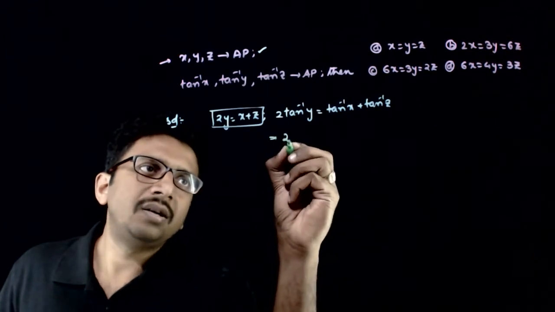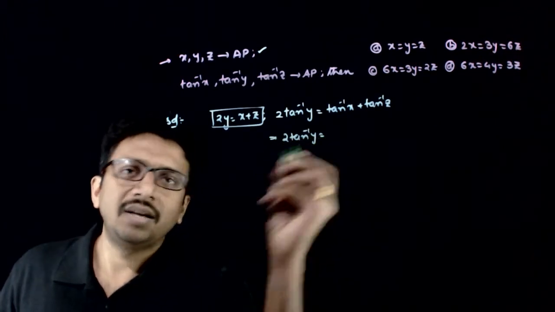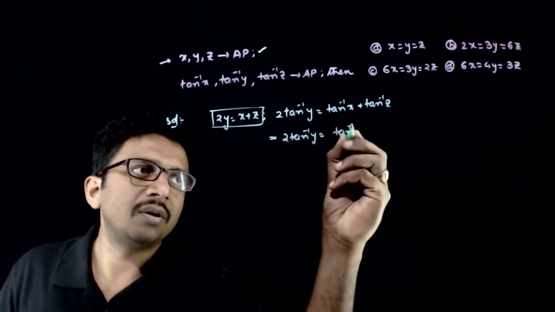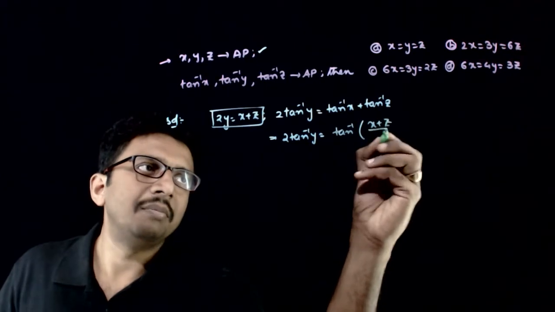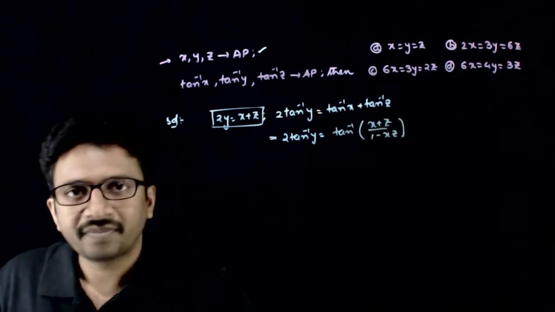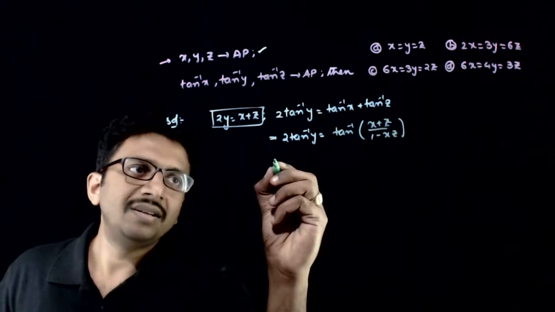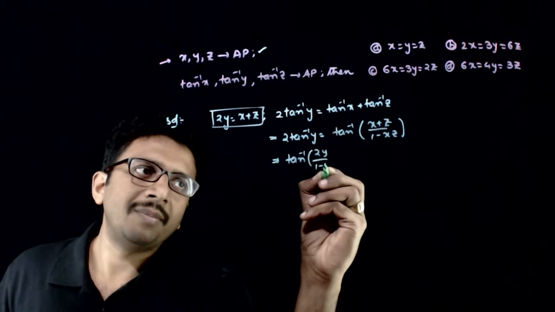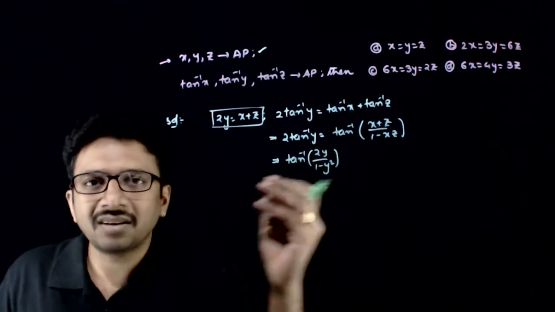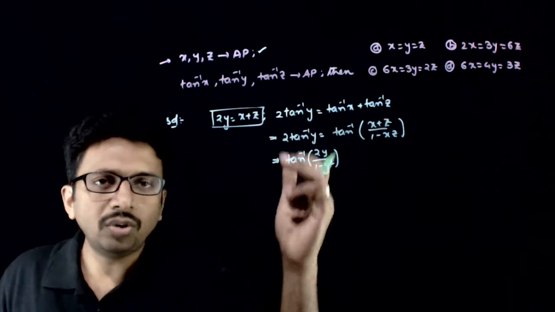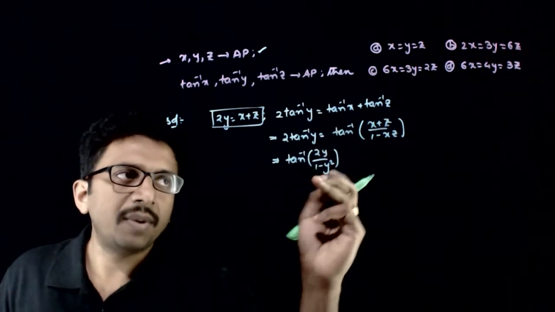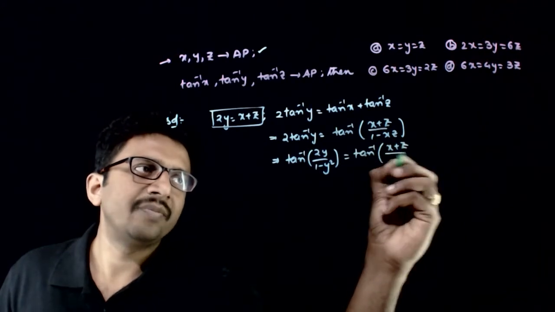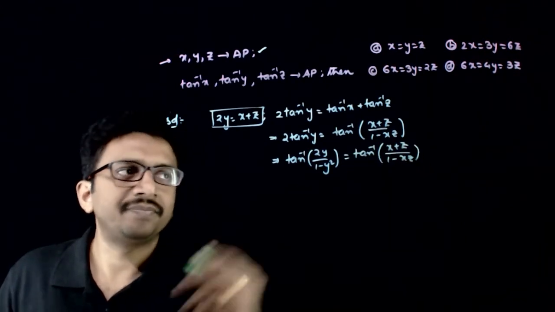So this implies 2 tan inverse y is equal to, so what is tan inverse of x plus tan inverse of z? It's nothing but tan inverse of x plus z by 1 minus xz. And what is 2 tan inverse y? 2 tan inverse y is tan inverse of 2y by 1 minus y square. I'm just using basic formulas in inverse trigonometry. So tan inverse of 2y by 1 minus y square is equal to tan inverse of x plus z by 1 minus xz.